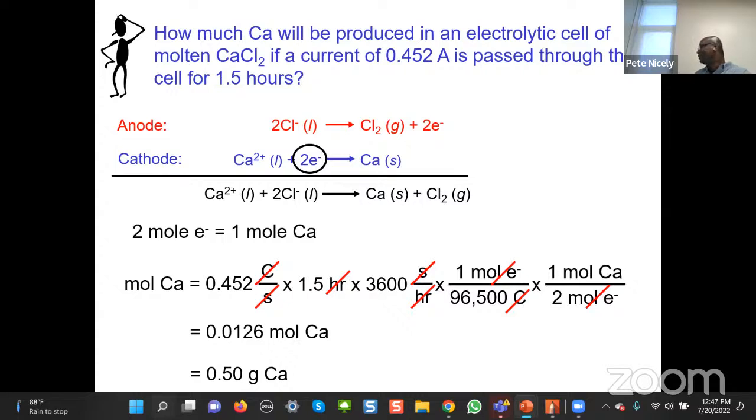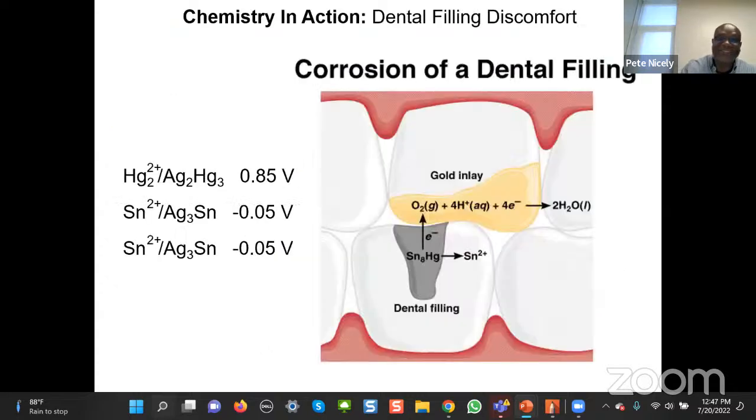Okay, now one last thing, and then that's basically it for this chapter. The corrosion of dental filling is another example of where electrochemistry is at work.